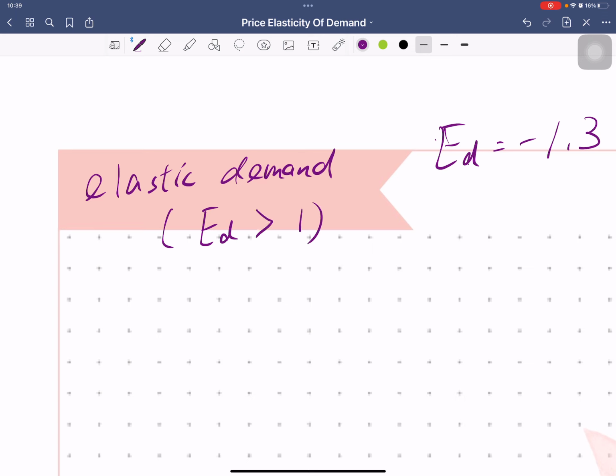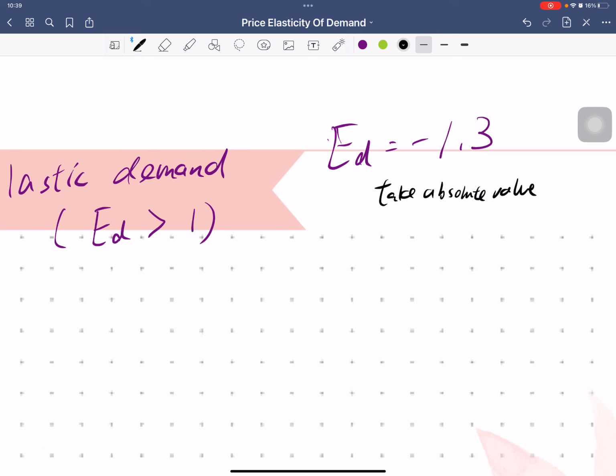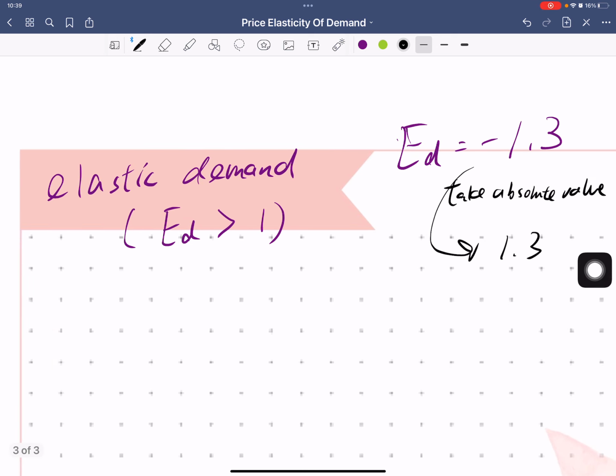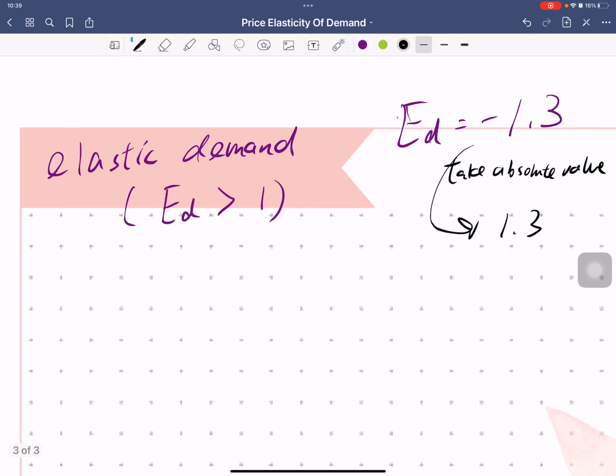So we always know that because of the law of demand, the percentage change in quantity demand over percentage change in price must be negative all the time. So how do we do it? We take the absolute value. So we ignore the sign, but we only treat it as 1.3 here. So if we calculate the price elasticity of demand of 1.3, then we know that this is the elastic demand. So for elastic demand, the price elasticity of demand is larger than 1.